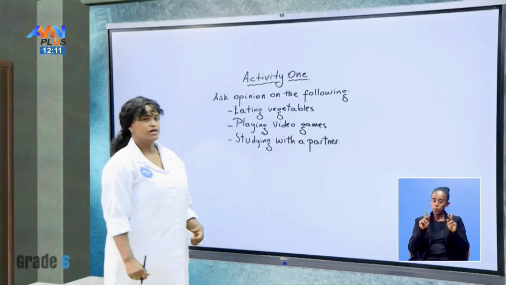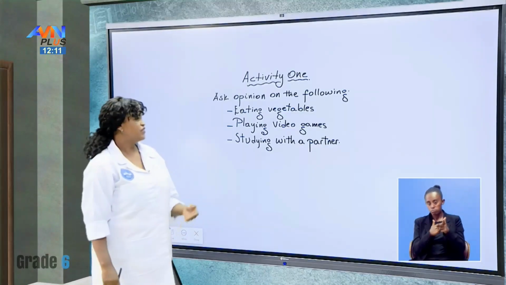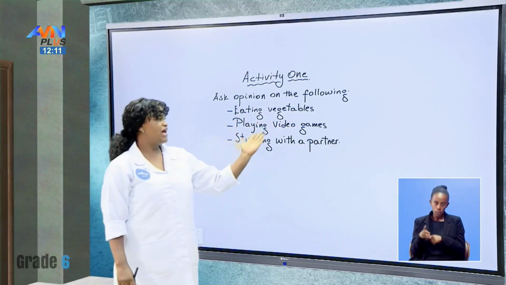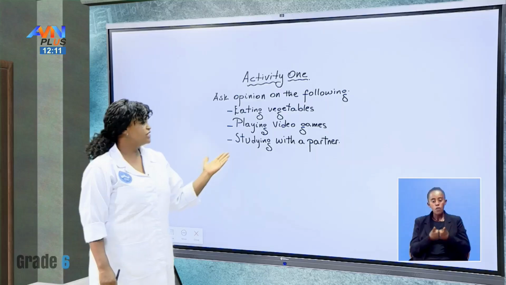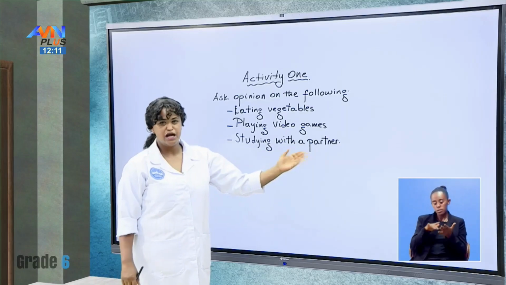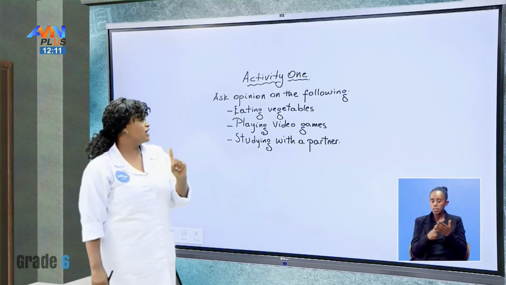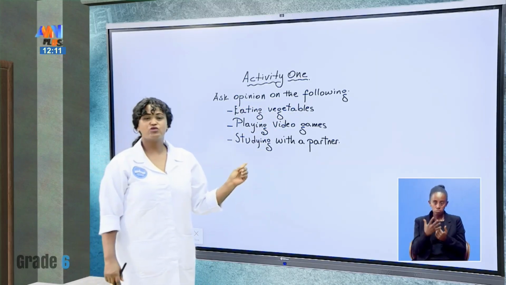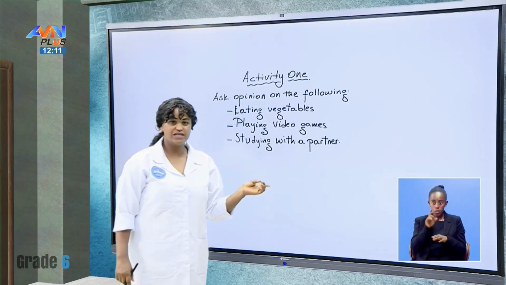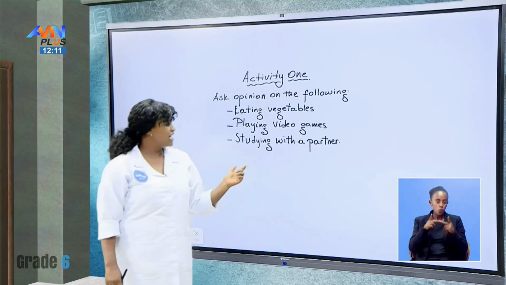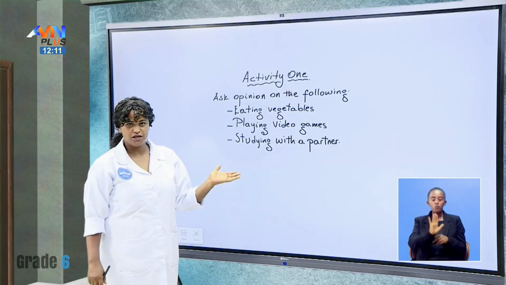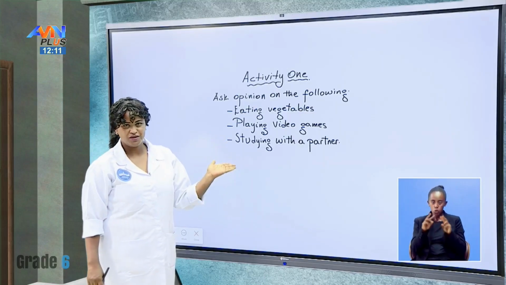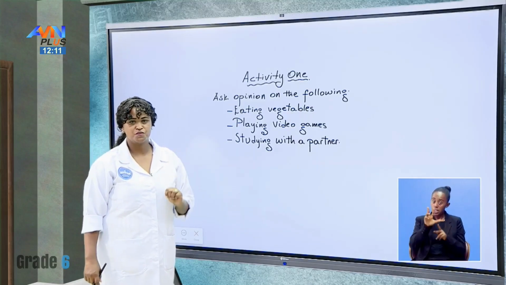Okay, these 3 are quite enough. The first one is what? Eating vegetables. The second one, playing video games. And the third one, studying with a partner. Now, the first task here is what? Simply ask opinion on the following. Remember what we have seen on asking an opinion, all right? So use those phrases and ask opinion to your friends. Let me give you 3 minutes for the 3 topics, okay?